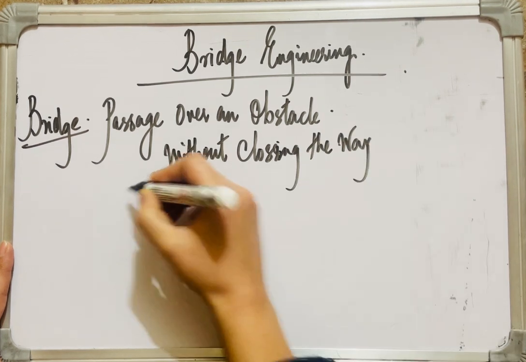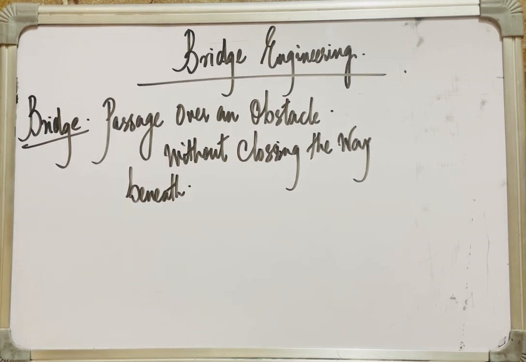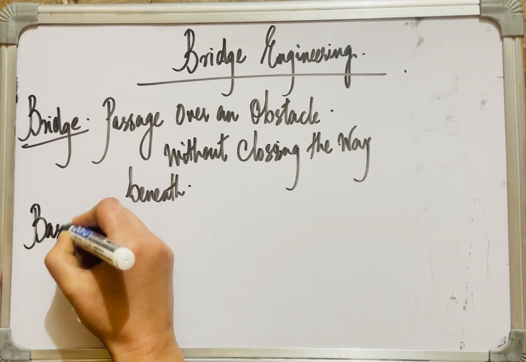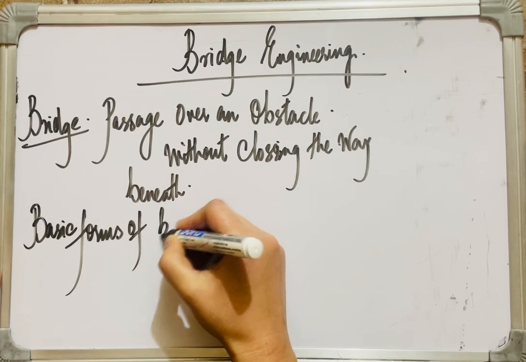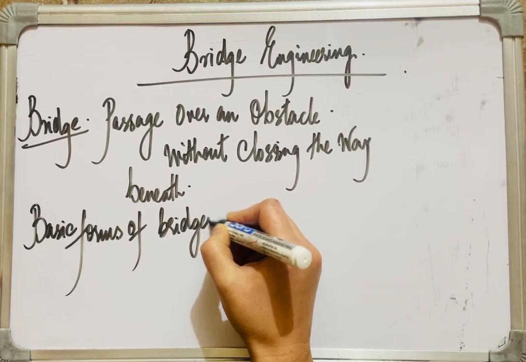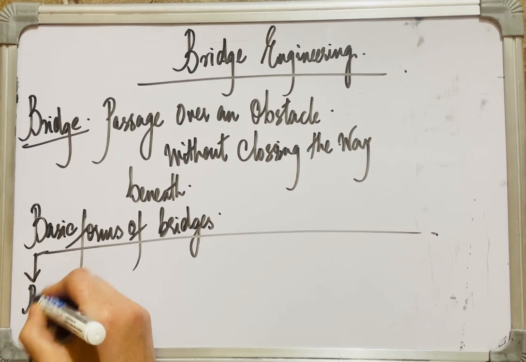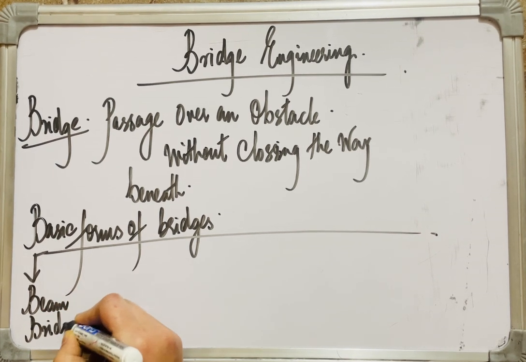And in the previous video lecture, we discussed 7 basic forms of bridges. There are many classifications, but this is essentially a classification based on the type of the superstructure. And these are: the first one, beam bridge, which is also known as girder bridge.